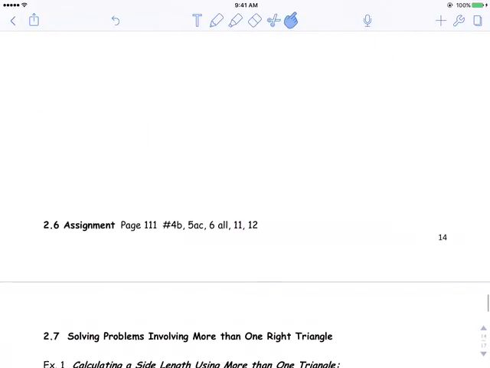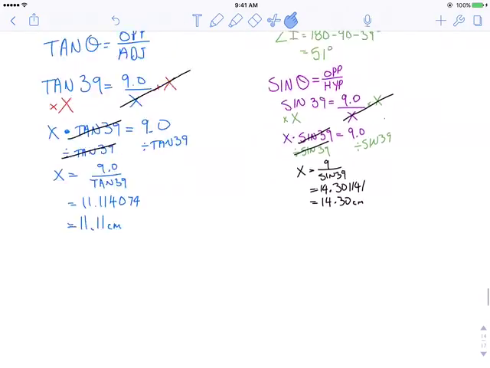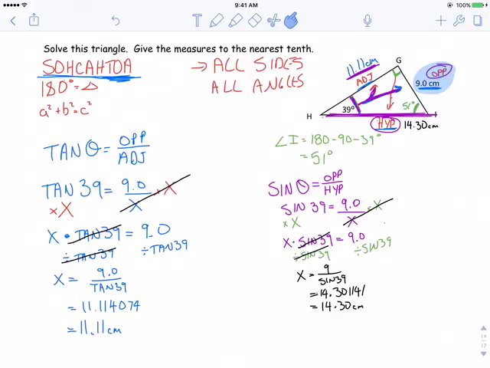Assignment down below, section 2.6 questions. You also have that solving triangle worksheet. Lots of things to work on. Lots of time to do it, so don't rush through it. Make sure you're understanding the steps and what you need to do. If you have any questions, please ask.